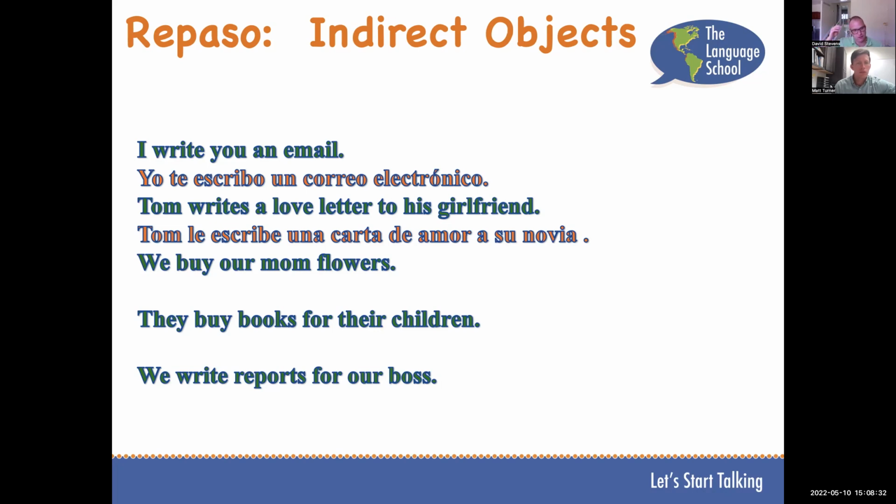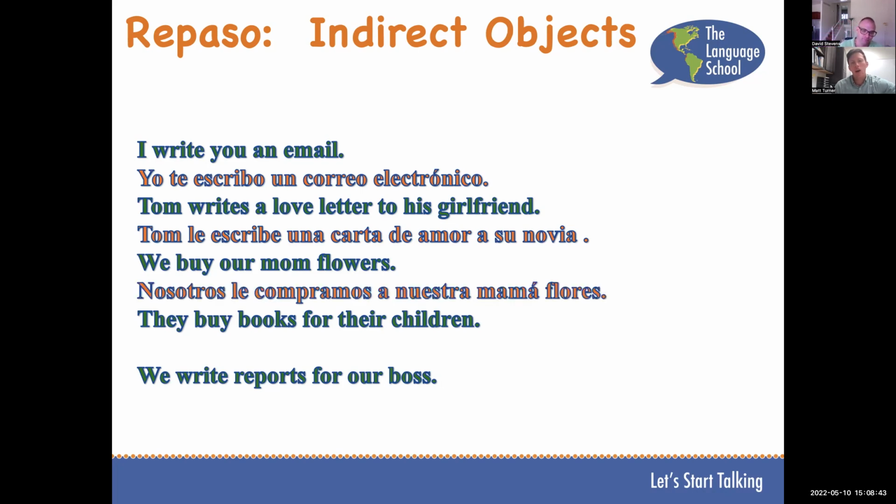Nosotros le compramos flores a mi madre. A nuestra mamá. Okay, nuestra mamá. And here we have a nuestra mamá flores.